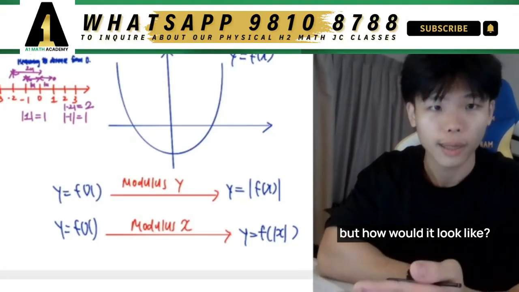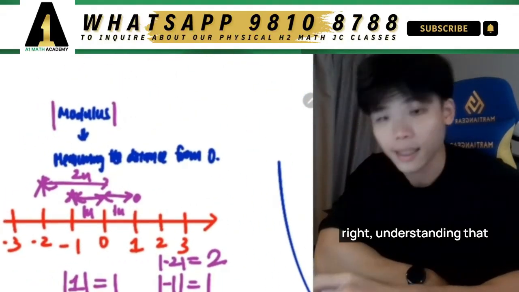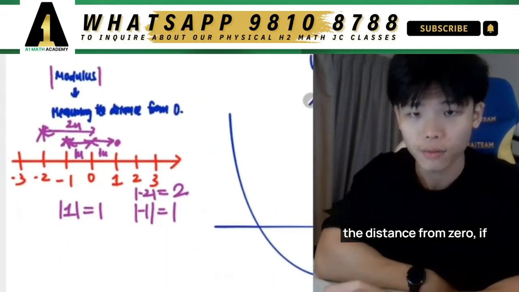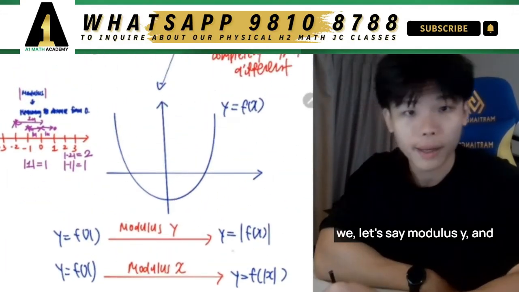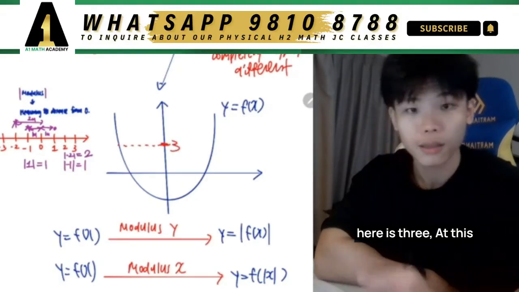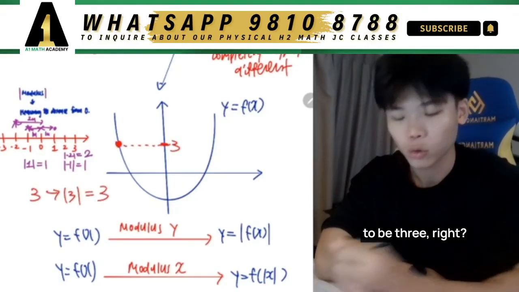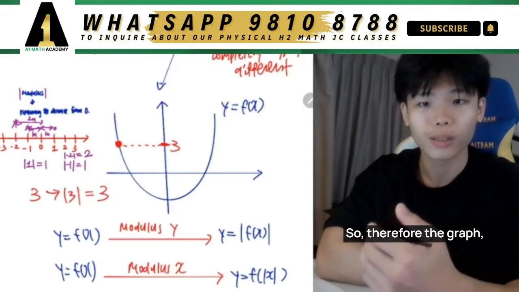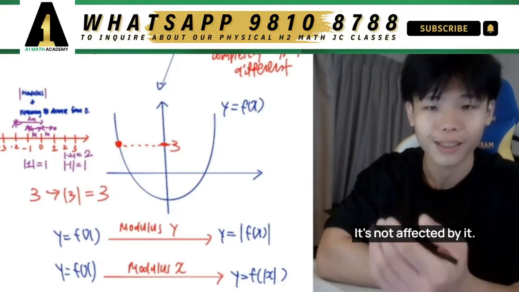But how would it look in terms of graph drawing? Using this concept, understanding that modulus is just measuring the distance from 0, let's say we take modulus y, and assign a value over here. Let's say this value at this point is 3. When we have 3 and we modulus 3, it turns out to be 3. So the modulus graph will still have the 3 there. It's not affected by it.